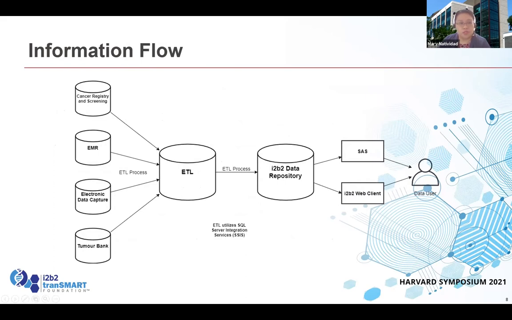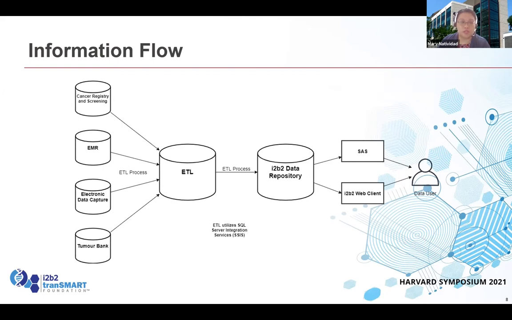We're not in production yet, but when we do, our information flow would look like this. We're going to deploy our project in a phased approach, starting with phase one, which is our cancer registry and screening and our EMR. Then phase two would be our electronic data capture applications and our biobank, the Manitoba Tumor Bank. We're using Microsoft SQL Server as our back end, and we're going to be utilizing SQL Server Integration Services to automate some parts of the processes.